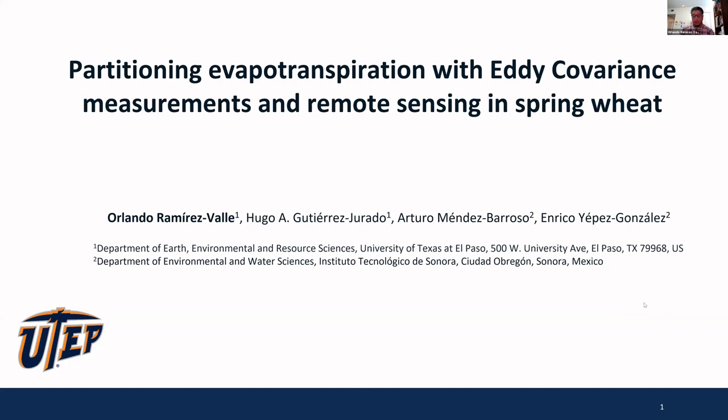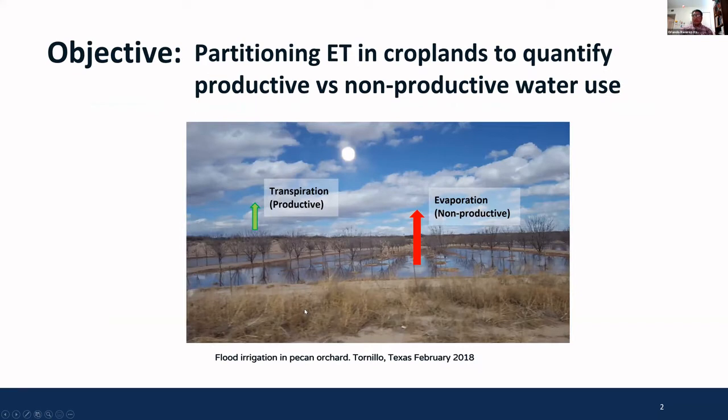Okay, the objective of this method is to better understand croplands regarding productive versus non-productive water use. We are defining the productive water use as transpiration, represented by the green arrow in this picture, and non-productive water use is represented by the evaporation. That means this is the red arrow in this picture.